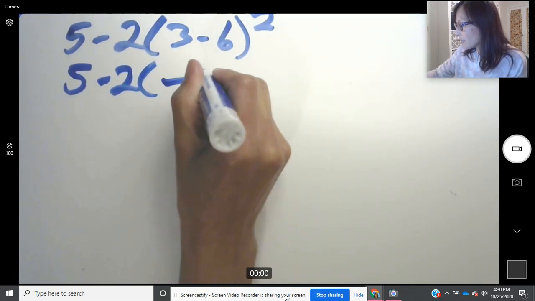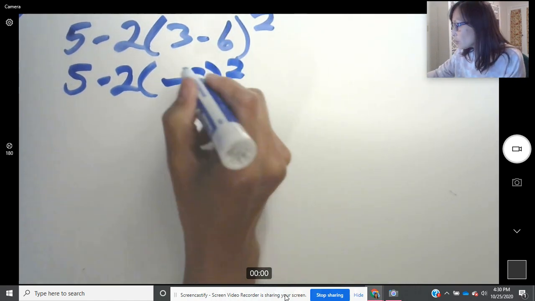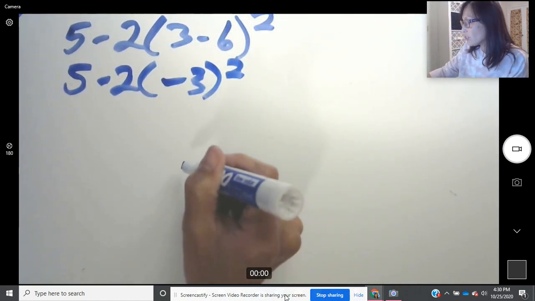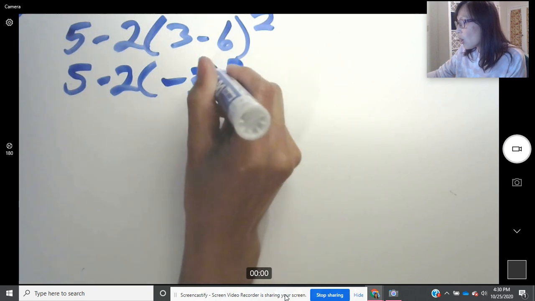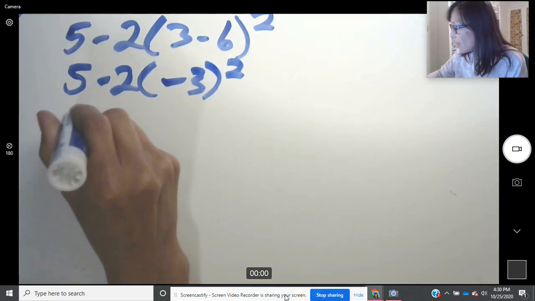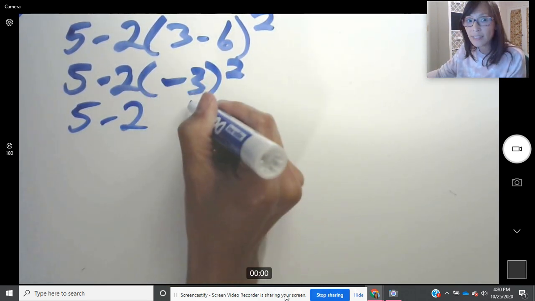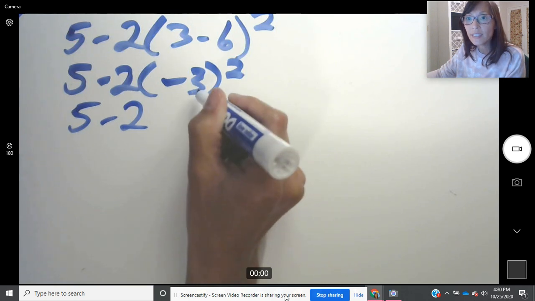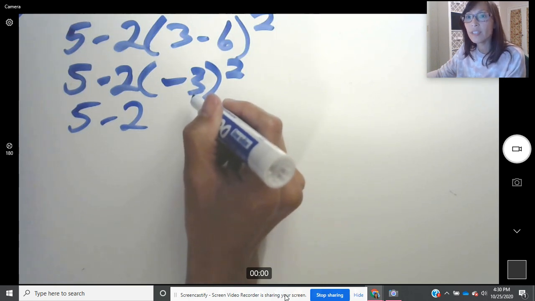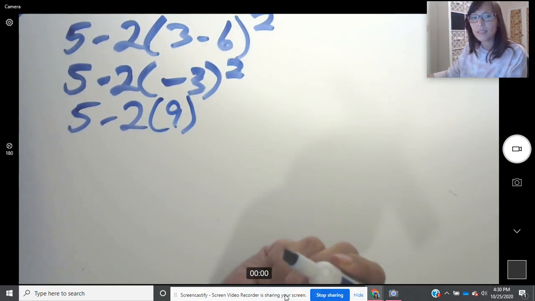3 minus 6 is negative 3. And then that is squared. Because there's parentheses right here, and that's right next to the exponent 2, we're only going to do the negative 3 squared. And when we see negative 3 inside the parentheses, that's the base, so we know it's negative 3 times negative 3, which is a positive 9, because a negative times a negative is positive.